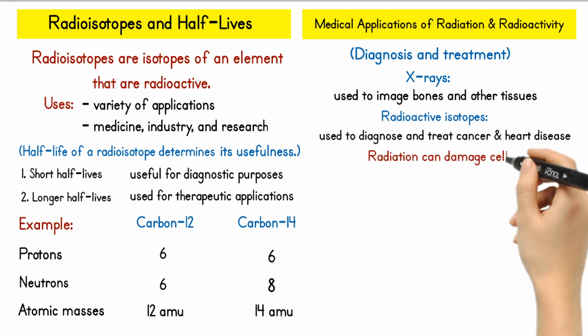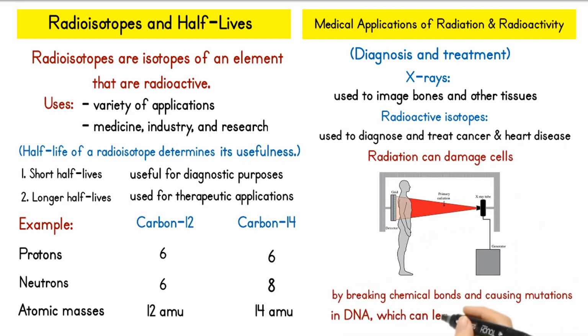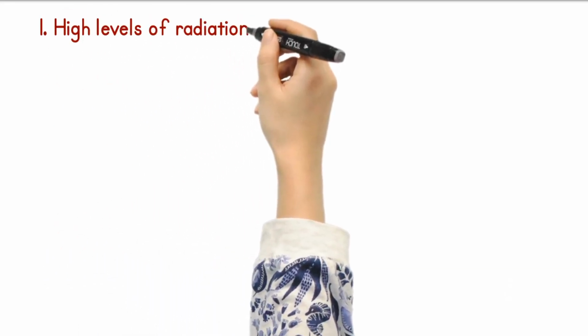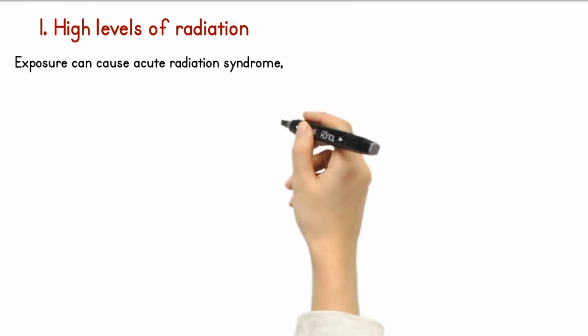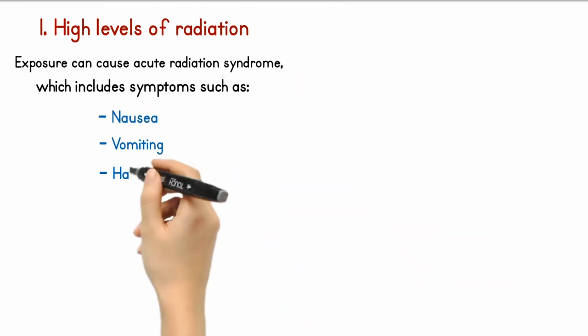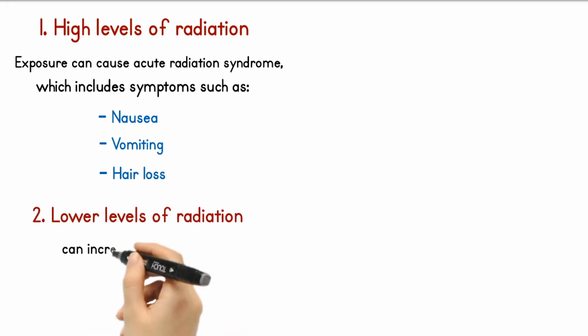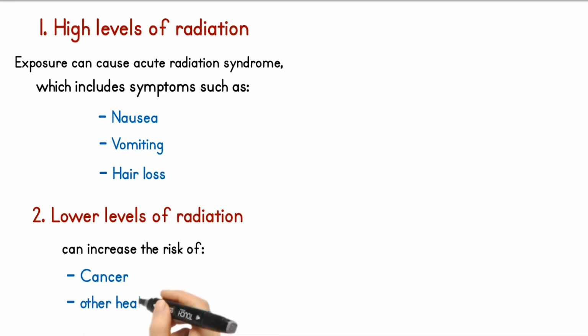Radiation can damage cells in the body by breaking chemical bonds and causing mutations in DNA, which can lead to cell death or cancer. Exposure to high levels of radiation can cause acute radiation syndrome, which includes symptoms such as nausea, vomiting, and hair loss. Long-term exposure to lower levels of radiation can increase the risk of cancer and other health problems.